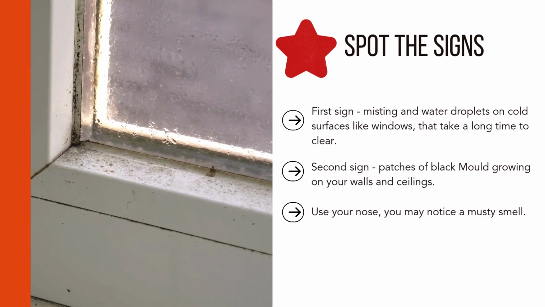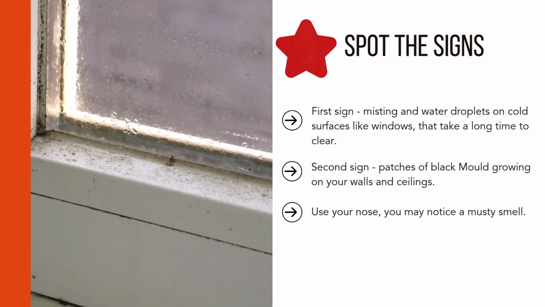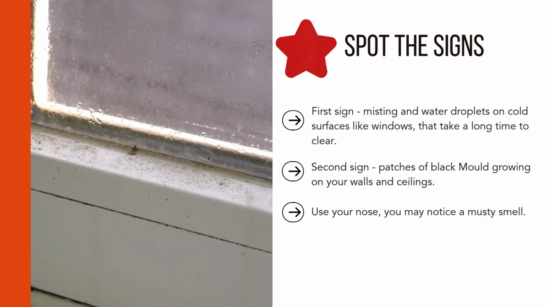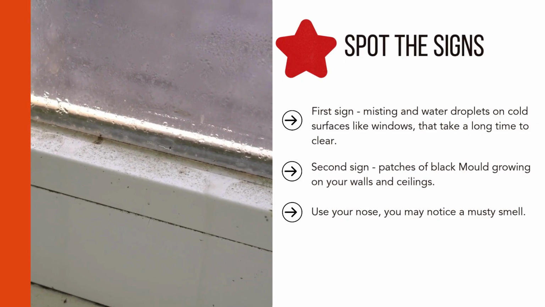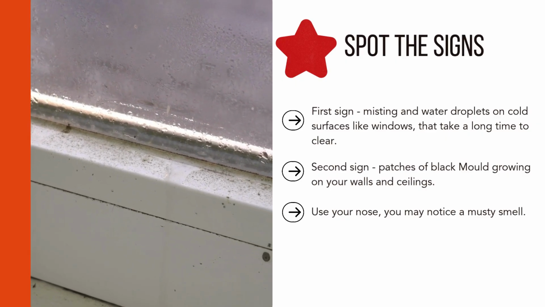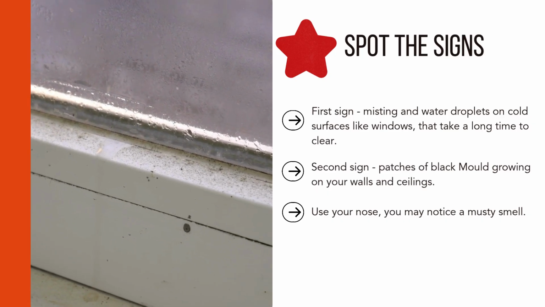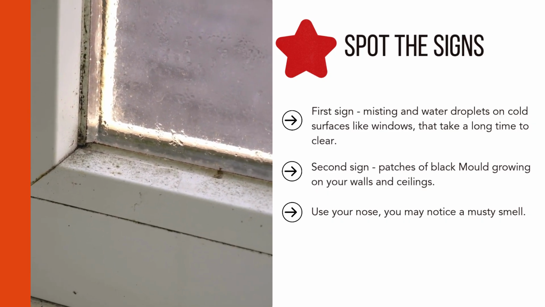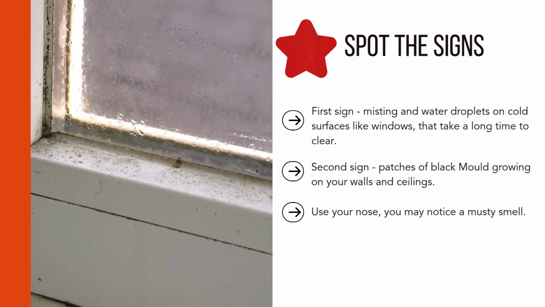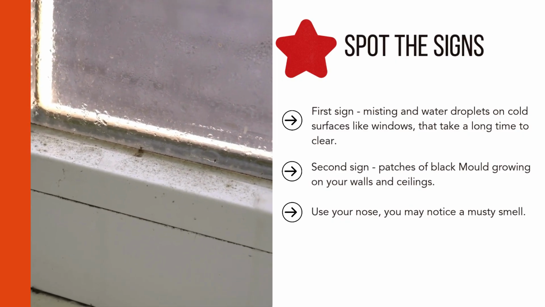Spot the signs. The first sign that could lead to damp and mould in your property is misting and water droplets on cold surfaces like windows that take a long time to clear. The second sign can be patches of black mould growing on your walls and ceilings. Also, you may notice a musty smell.